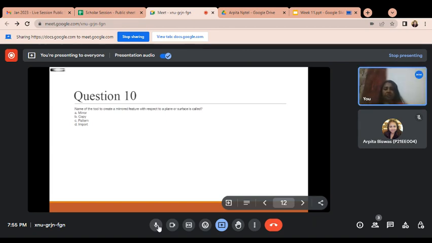So the right option is option A, mirror. The name of the tool to create a mirrored feature with respect to a plane or surface is called mirror.